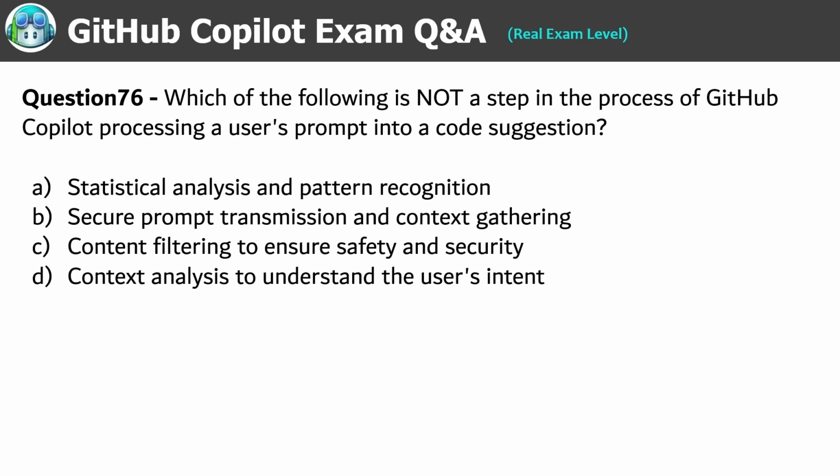Question 76. Which of the following is not a step in the process of GitHub Copilot processing a user's prompt into a code suggestion? And the answer is statistical analysis and pattern recognition.